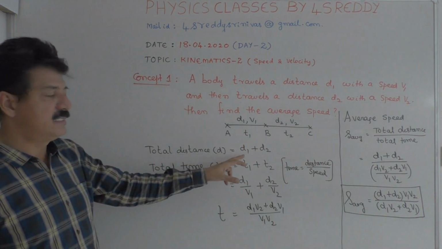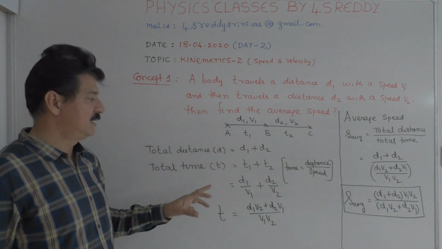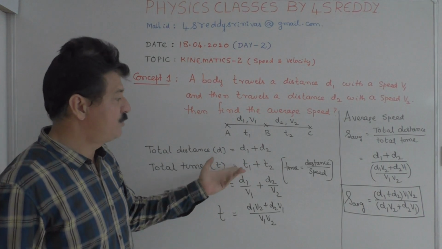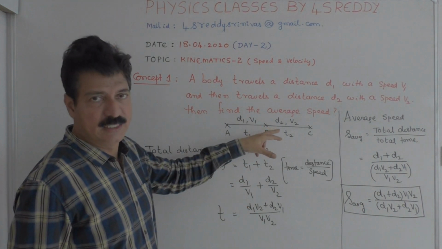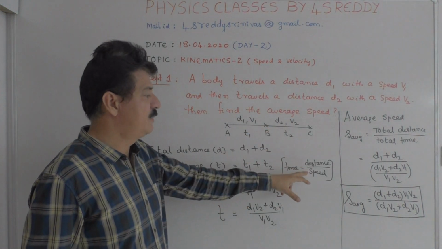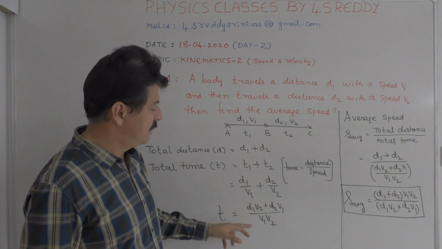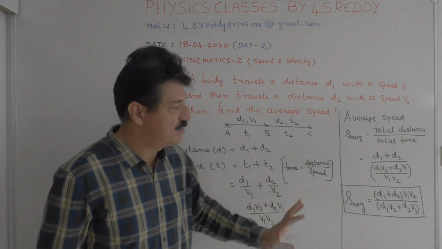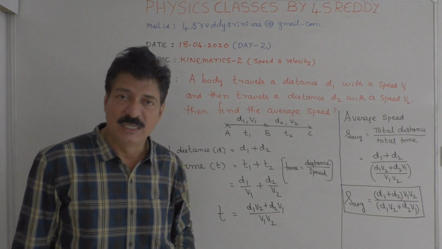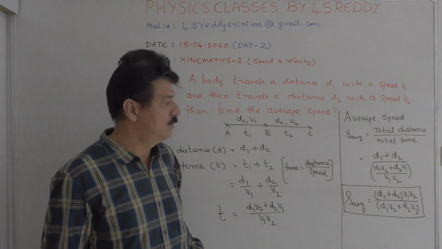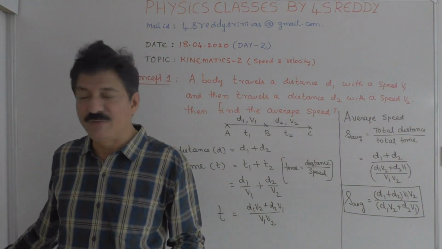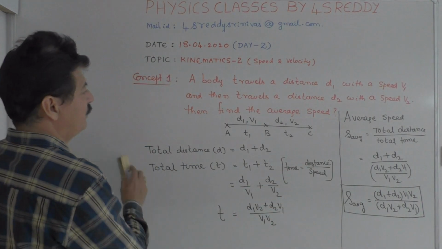Therefore, total distance is given like this, D1 plus D2, over total time. But time should be written in terms of known quantities. So, distance by speed is nothing but time. By writing this, you are going. So, average speed is given by (D1 plus D2) into V1 V2 by (D1 V2 plus D2 V1).